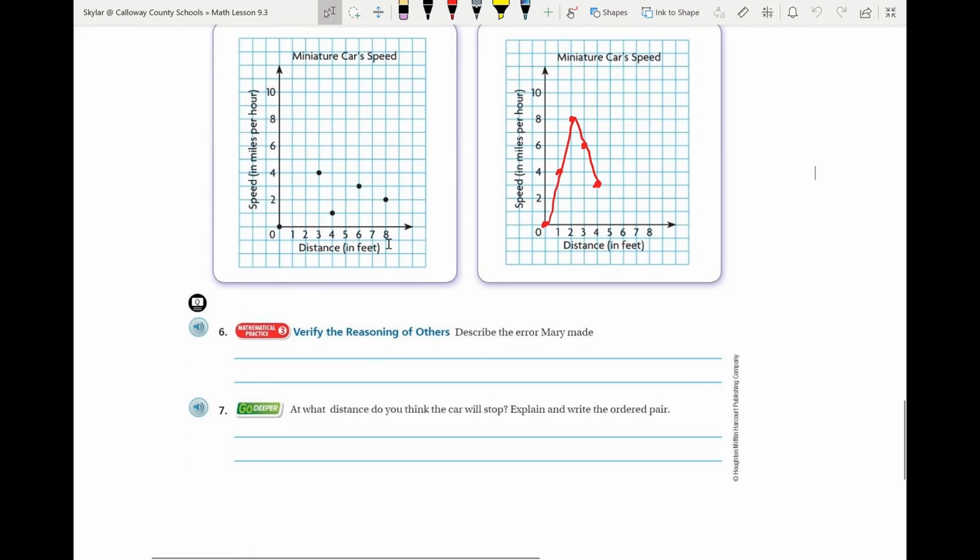But let's take a look at number 7. At what distance do you think the car will stop? Well, if we keep following this trend, let's guess at 5. If we keep going down, at 5, it'll probably be going somewhere around a little bit less than 2 miles per hour. And then at 6 is when it should hit 0. So that ordered pair would be, make sure you do x before y, (6, 0).